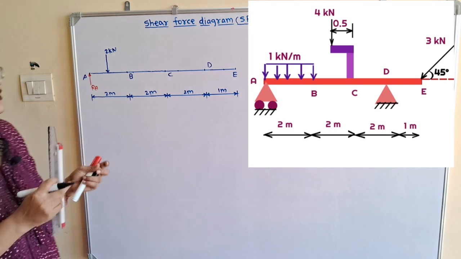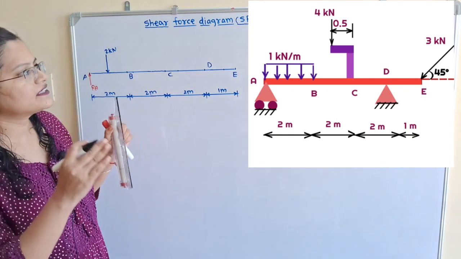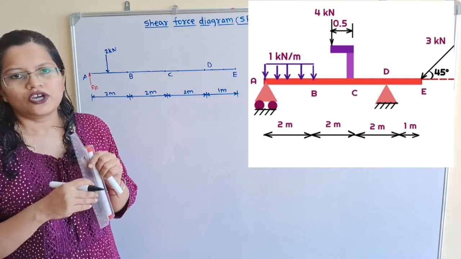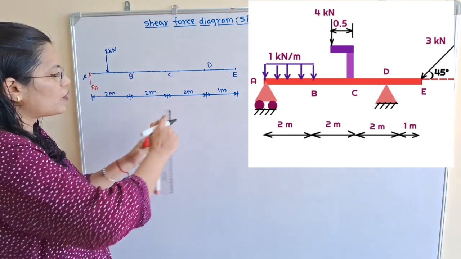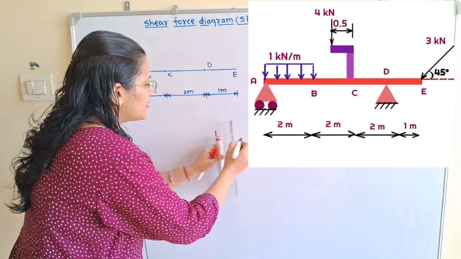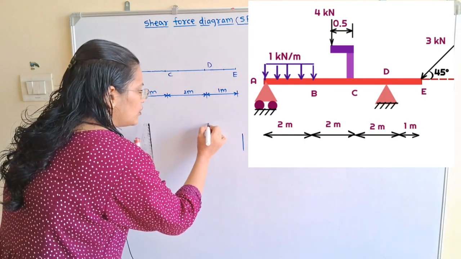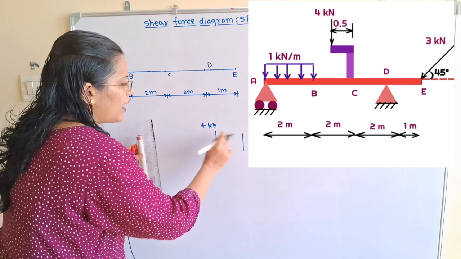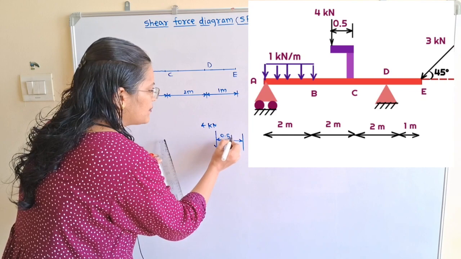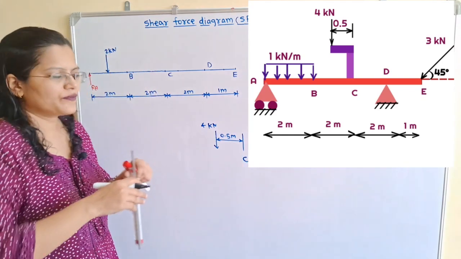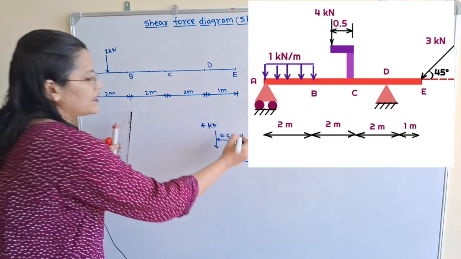Now we will move to the point C. At point C, a 4 kilonewton load is applied at a distance of 0.5 meter. So we will convert this load into a couple. How to convert it? We know that loads of equal magnitude but opposite in direction form a couple. So I will show here a 4 kilonewton load in the downward direction, at a distance of 0.5 meter. Here is the 0.5 meter distance, and this is the point C. At point C, we will apply the same magnitude load but opposite in direction.